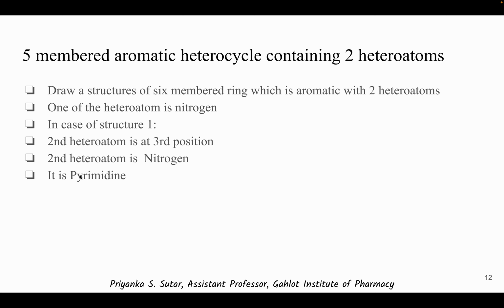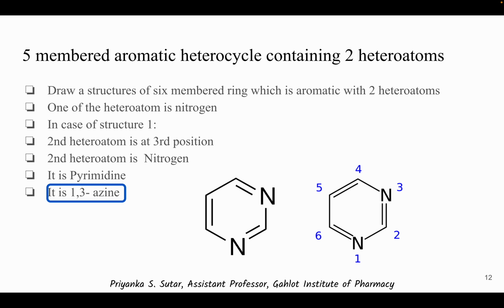Pyrimidine is again a trivial name, it is not a systematic name. The systematic name can be used in the Hantzsch-Widman system of nomenclature, and you can see this is 1,3 azine. Okay, 1,3 because the heteroatoms are at the 1 and 3 positions. It contains nitrogen and it is a 6-membered ring which is aromatic, which is unsaturated, and the structure looks like this, that is a 1,3 azine.